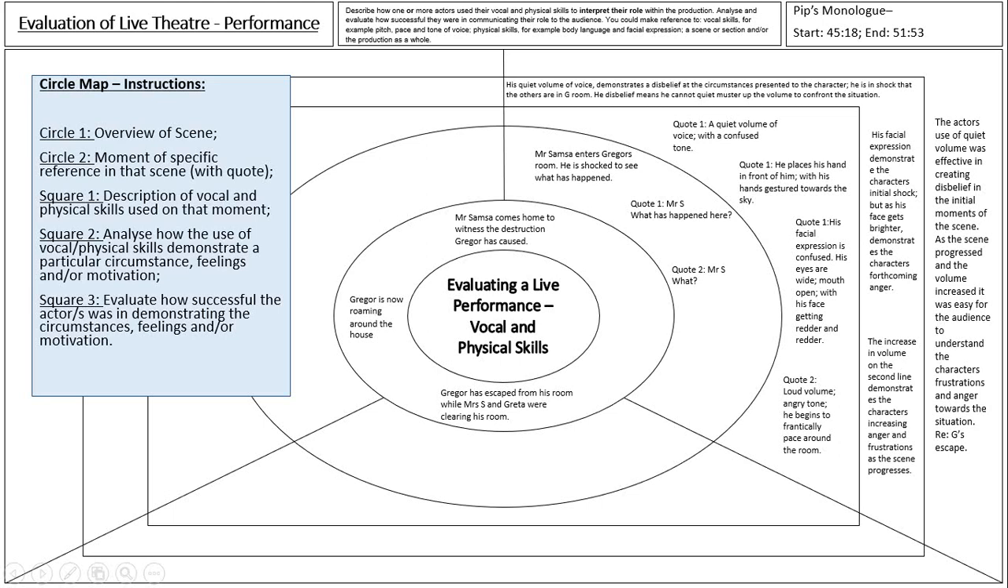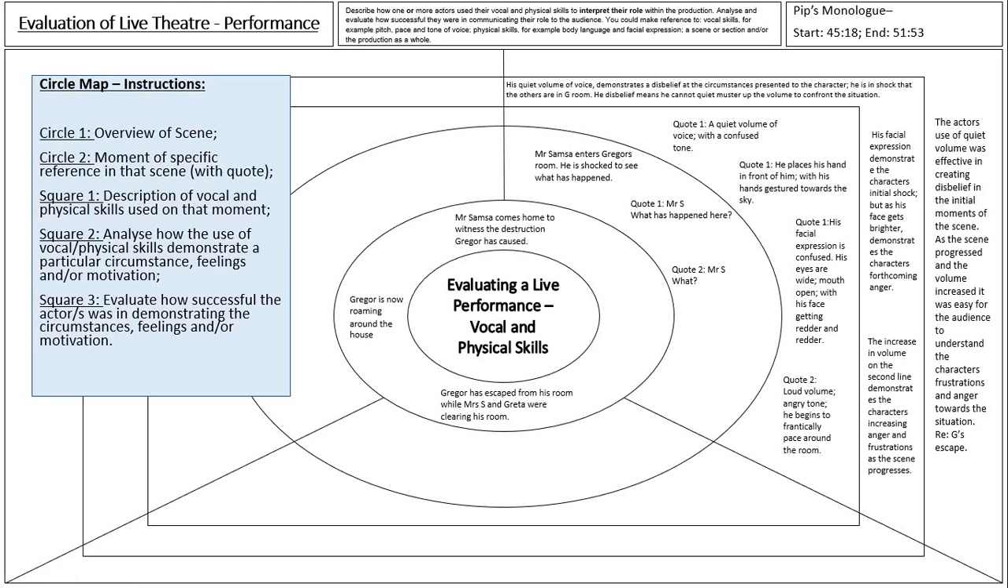This is my moment, my specific overview. These are the quotes that I'm using to support it. I've got my descriptions in my second box. And then in my third box, I'm starting to analyse. And it's really just talking about what my descriptions show about that character's feelings and emotions at that moment.